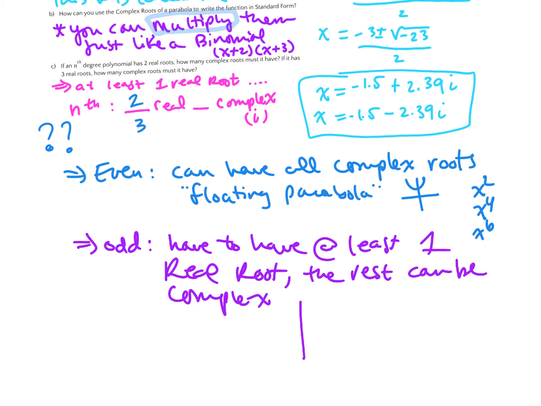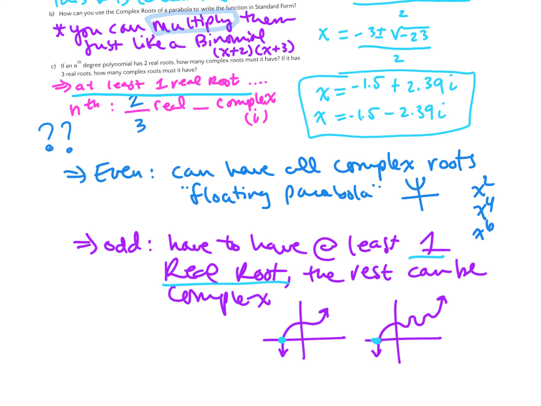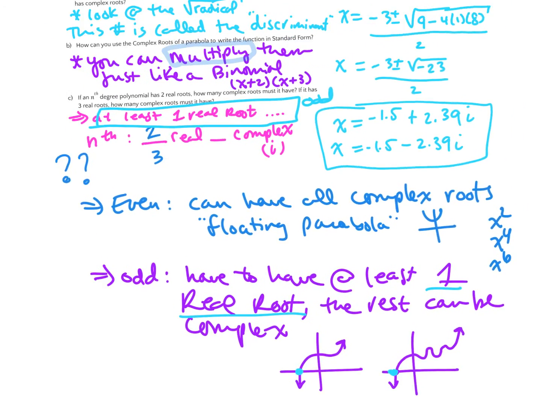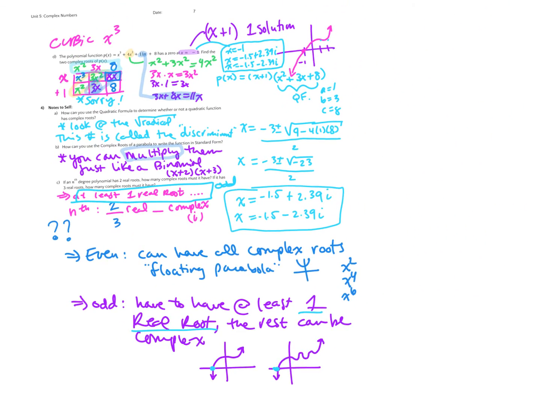For example, like we saw in our equation up above, I can go up here and have a bunch of bumps. But I have to usually cross at least once because of domain and range. So I have to have at least 1 real root, because I'm breaking the x-axis. It has to have at least 1 real root if it's odd. I'm not sure what that question was really asking now that I'm sitting here with you.